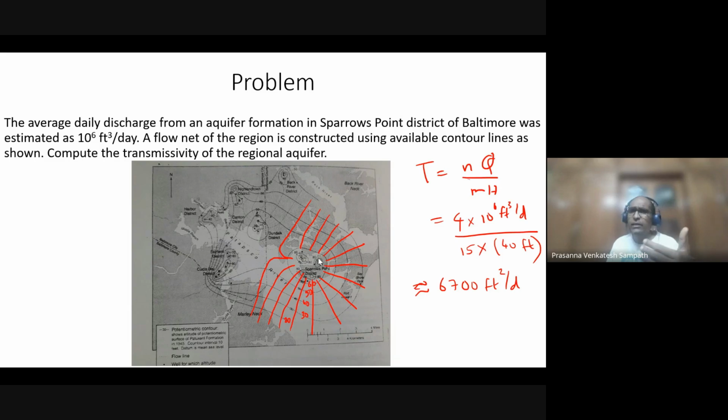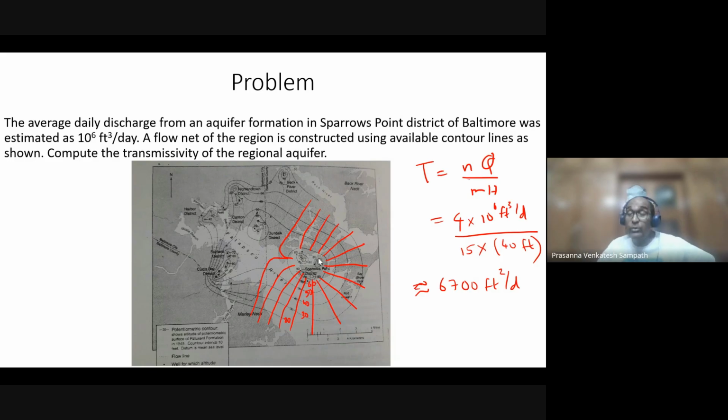They are basically order of magnitude kind of numbers. We don't really pay attention to whether it is 6,700 or 6,682. Nobody cares. It's about 6,000 to 7,000. That's the level of accuracy that we typically expect from a transmissivity number. Of course, I'm talking about feet square per day. If it was meter square per day, your number would be of a smaller magnitude, right?